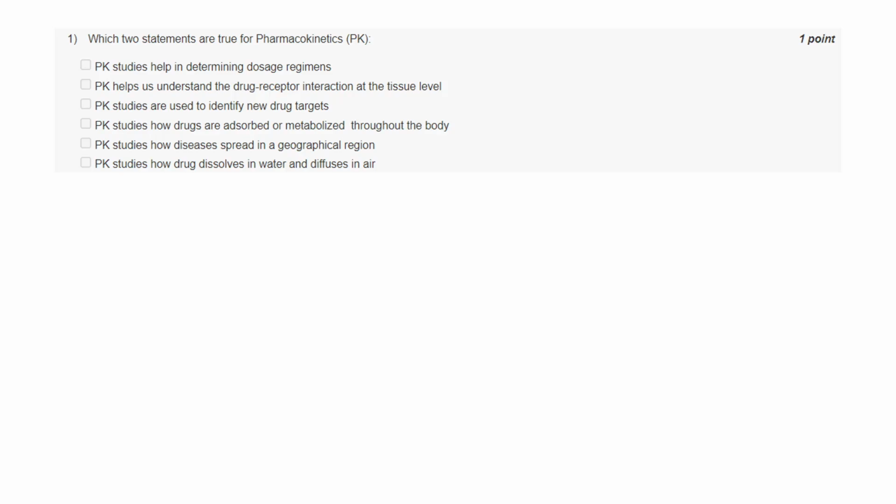So the options are: pharmacokinetic studies help in determining dosage regimens. It helps us understand the drug receptor interaction at the tissue level. Third option is pharmacokinetic studies are used to identify new drug targets. It studies how drugs are absorbed or metabolized throughout the body. Pharmacokinetic studies how diseases spread in a geographical region, and it tells us how a drug dissolves in water and diffuses in air. Only two of these statements are true. Does anybody want to give the answer?